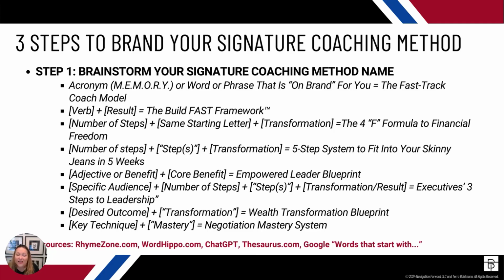That's totally fine. I use resources when I've branded signature coaching methods in the past, like rhymezone.com. You can put a word in and it'll give you back other words that rhyme with it, so it has that alliteration that rhymes and sounds cool. Word Hippo, if you're trying to say one word but it's not fitting, or you want to do an acronym, wordhippo.com is a great resource as well. Obviously, if you want to use AI, like ChatGPT, you can put some stuff in there and it'll give you some ideas. Thesaurus.com is another way if you have a word, like you don't love system, but you want to use a different word.